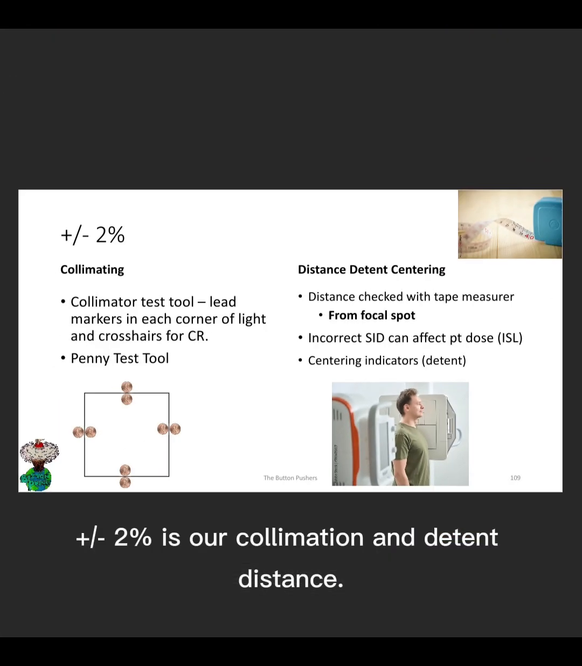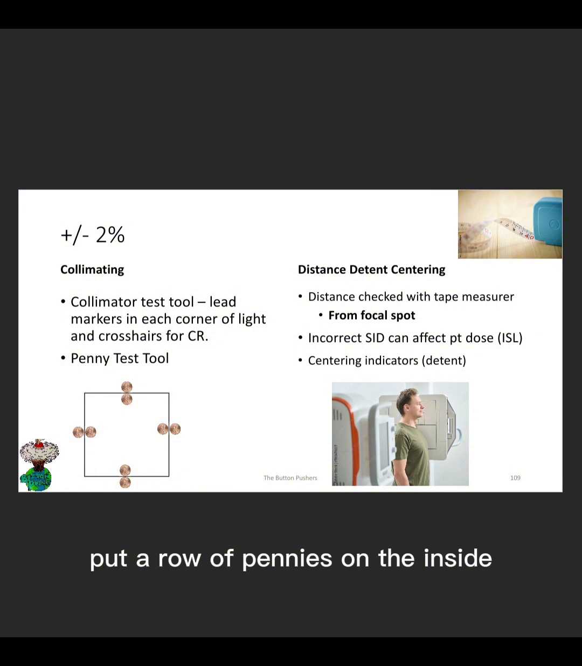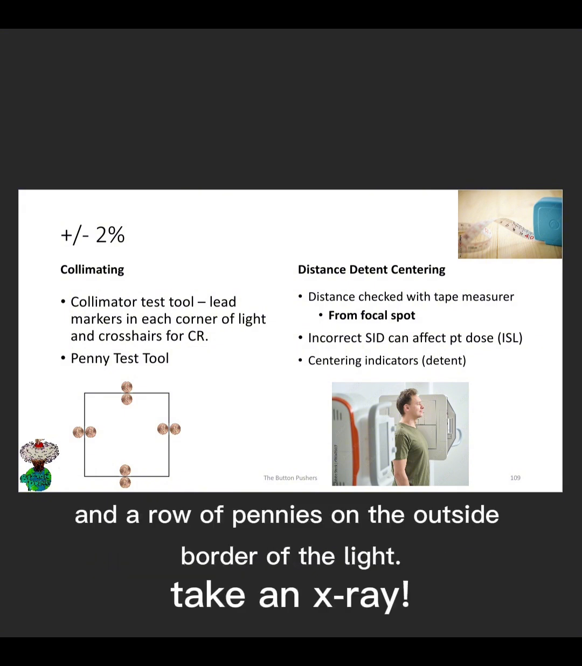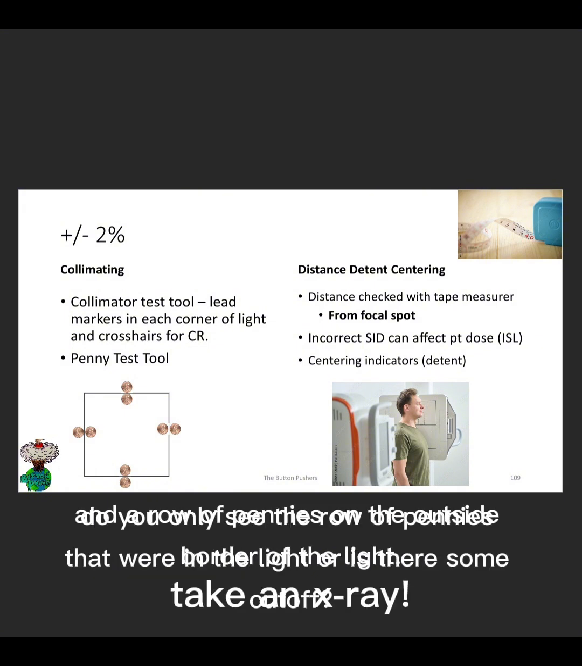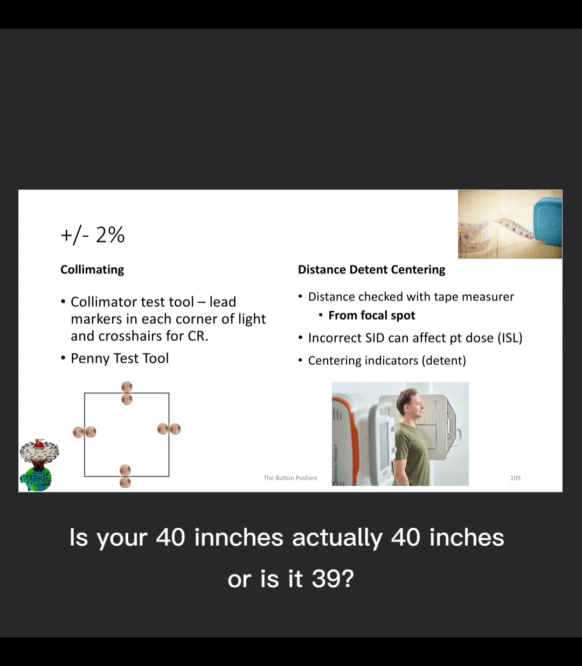Plus or minus 2% is our collimation and SID distance. The penny tool test can be used to check this. Put a row of pennies on the inside border of the light and a row of pennies on the outside border of the light. Do you only see the row of pennies that were in the light, or is there some cutoff? Is your 40 inches actually 40 inches, or is it 39?